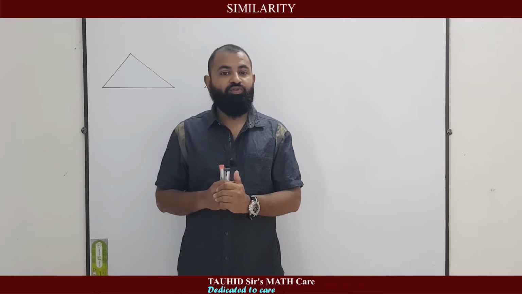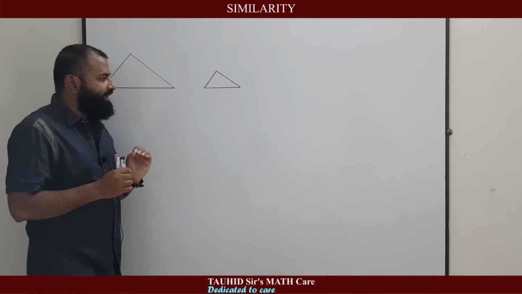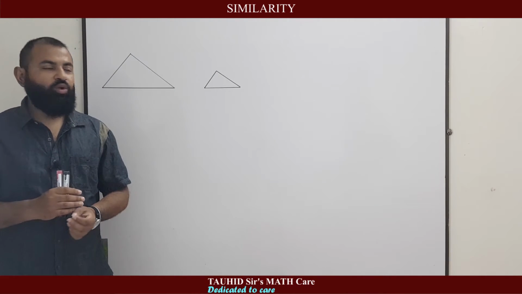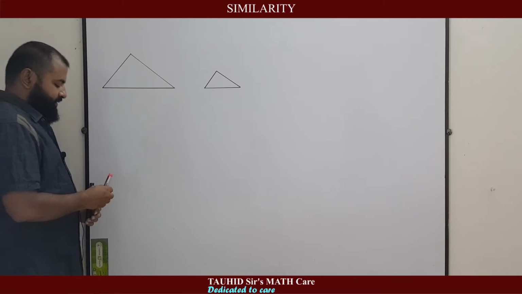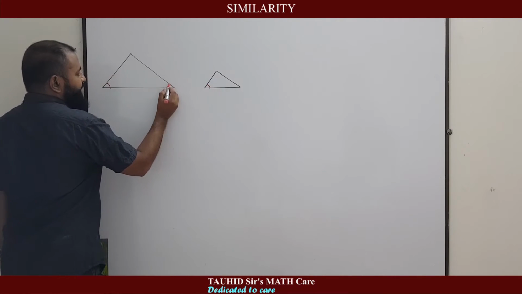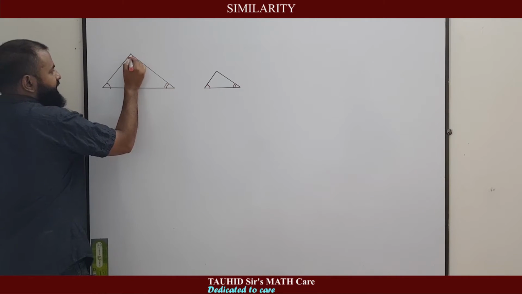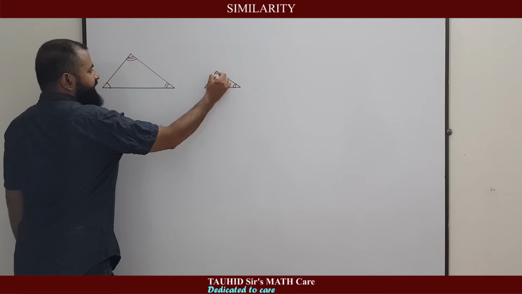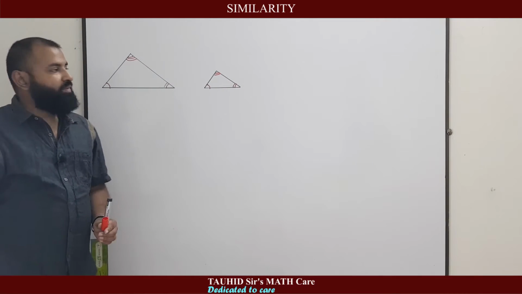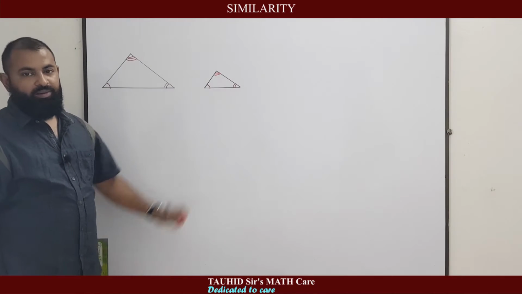And in case of triangles, how to define similarity? If all the angles of the two triangles are the same, then we will call them similar. For example, if this angle equals this angle, and this angle equals this angle, and this angle equals this angle, if these three angles are the same, then we will call these shapes similar.